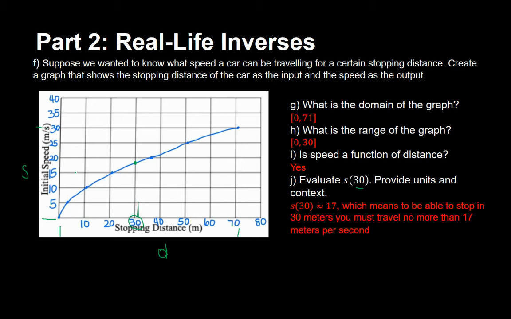So I put S of 30 is about 17, which means to be able to stop in 30 meters, you must travel no more than 17 meters per second. So remember, this was the stopping distance. That was 30. In order to stop, have 30 meters to stop, you can't be traveling any more than 17 meters per second. So d of s and s of d are inverse functions because they just switched the inputs and the outputs. So the context of what you were plugging in just switched.